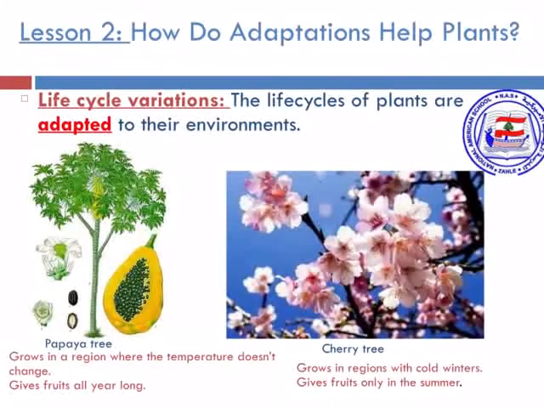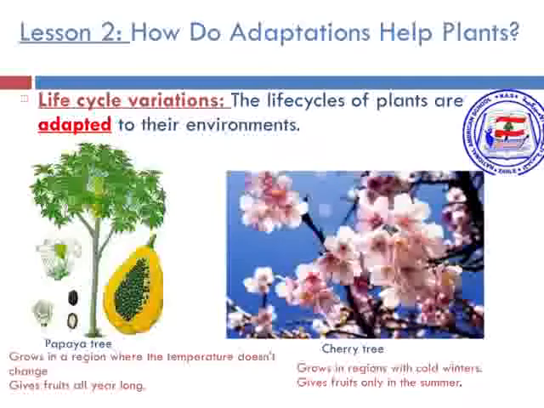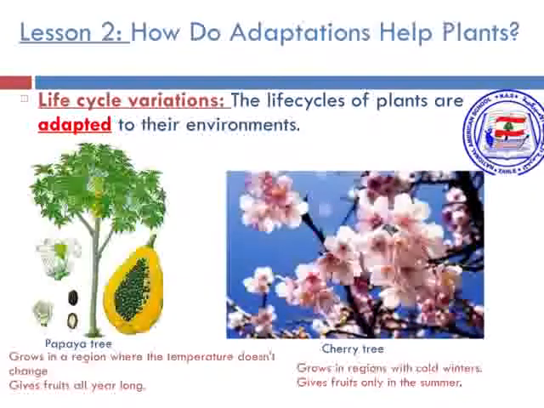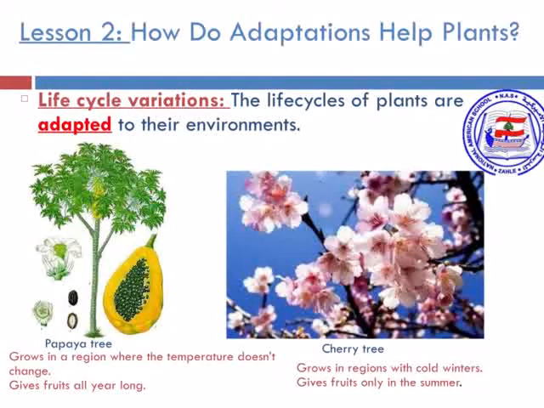If we look at the pictures in front of us, we can see that a cherry tree, since it lives in a region that has a cold winter, can only give fruits in the summer. However, a papaya tree that lives in a region that is warm all year long can give fruits all year long. So as you can see, the cherry tree and the papaya tree have different life cycles. They give fruits and seeds at different times of the year.